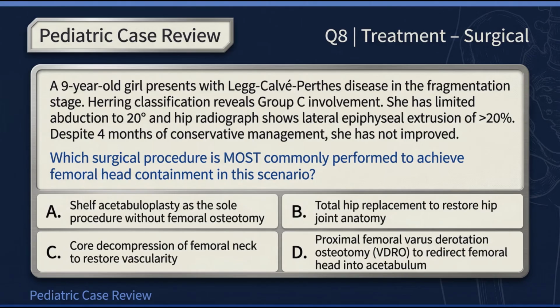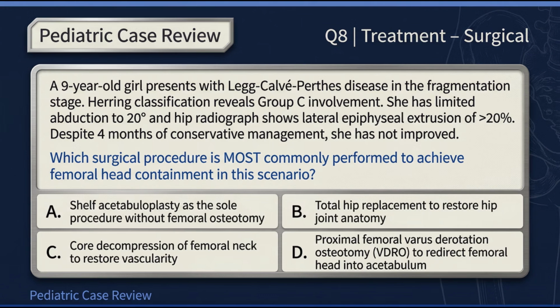Total hip arthroplasty, spica casting, and corticosteroids are not indicated at this stage. Case 8. A 9-year-old girl presents with Legg-Calvé-Perthes disease in the fragmentation stage. Herring classification reveals Group C involvement. She has limited abduction to 20 degrees and hip radiograph shows lateral epiphyseal extrusion of more than 20%. Despite 4 months of conservative management, she has not improved.